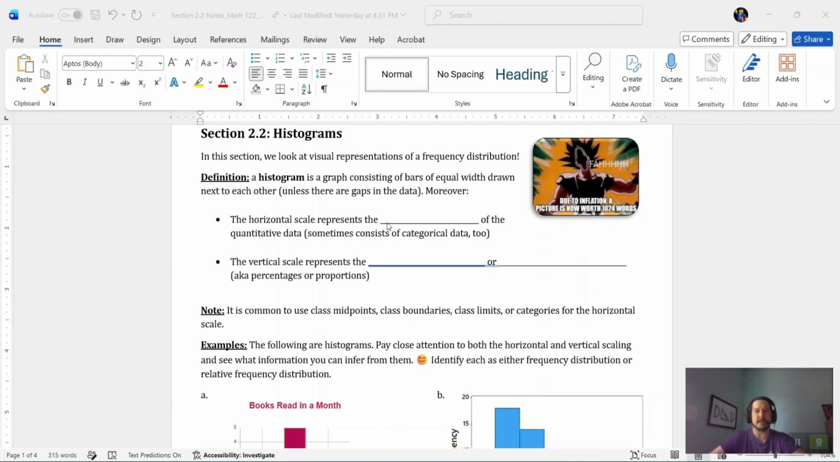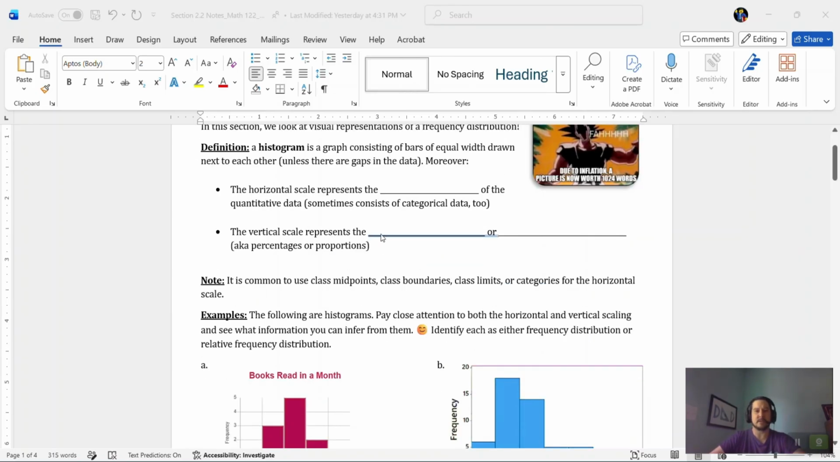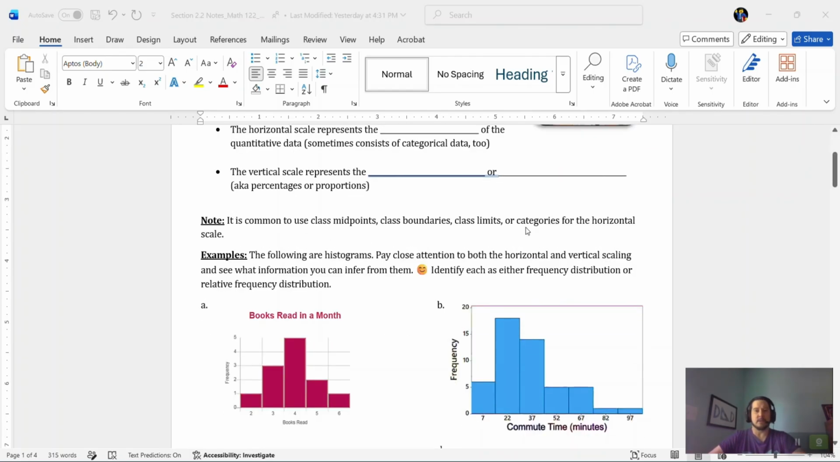The horizontal scale represents the classes of the quantitative data, but it sometimes consists of categorical data too. So if we're working with nominal data. And then the vertical scales represent the frequencies or relative frequencies. This is all stuff that we're going to write down together when I present this section of notes to the class. So I then phase into a variety of histograms, but a quick note prior to doing that.